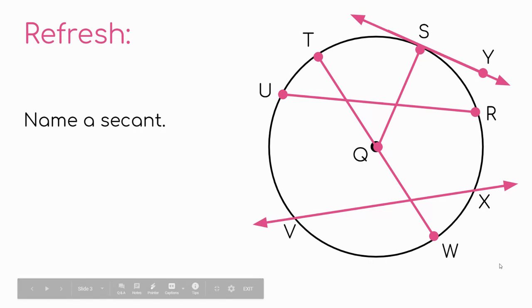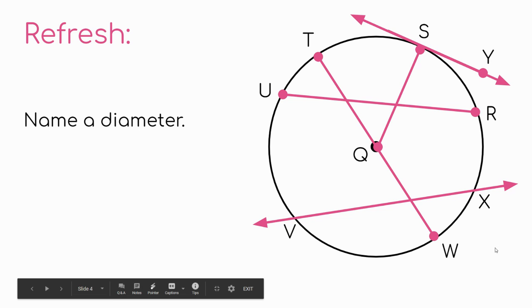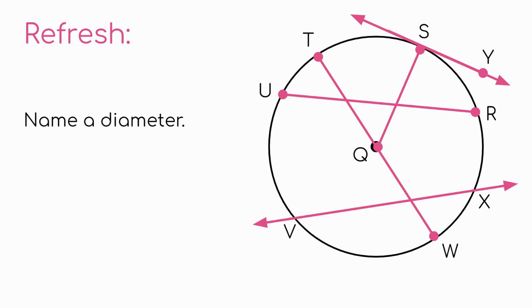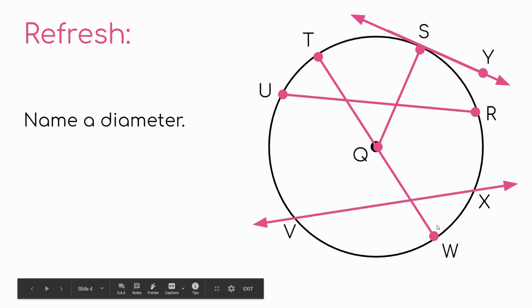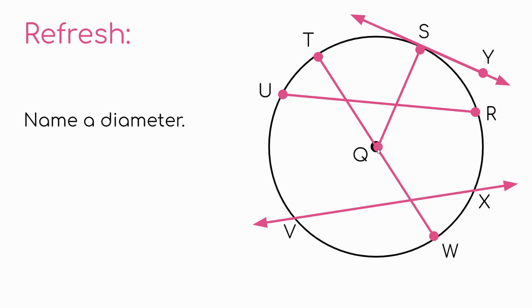So take a second, pause the video, try to name for me a secant. All right, you should have chosen VX. Secant's a line, so it has 2 arrows, crosses 2 times at V and at X. That's a secant. All right, now try to find for me a diameter. All right, you should have chosen TW. A diameter is a chord, so it's a segment, 2 endpoints. It goes through the center.